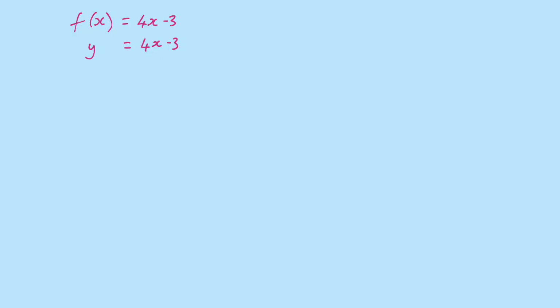Now for the next step, you write the x where the y is, and you write the y where the x is. Like this. The reason for this is that in the inverse function, the output of the normal function changes to the input of the inverse function, and vice versa.